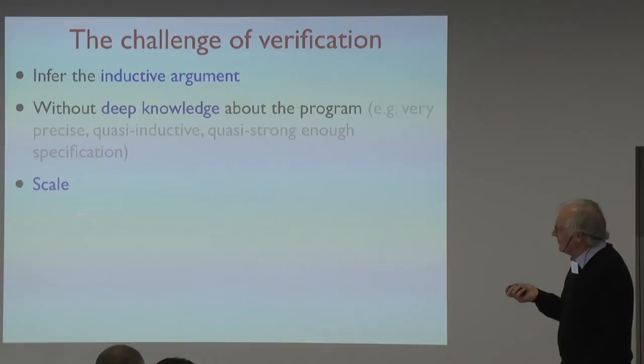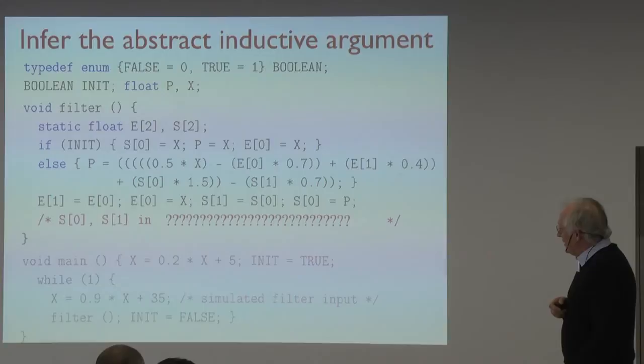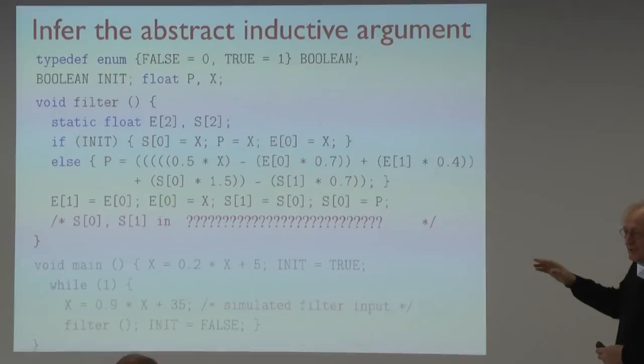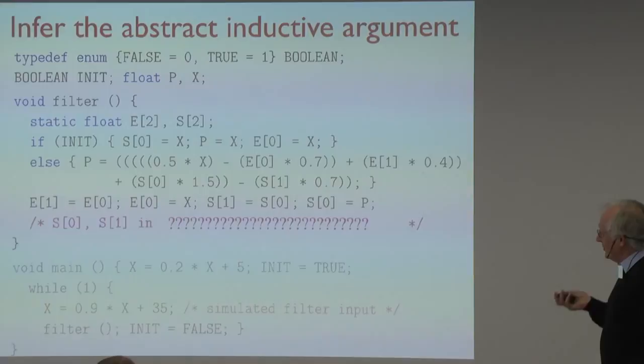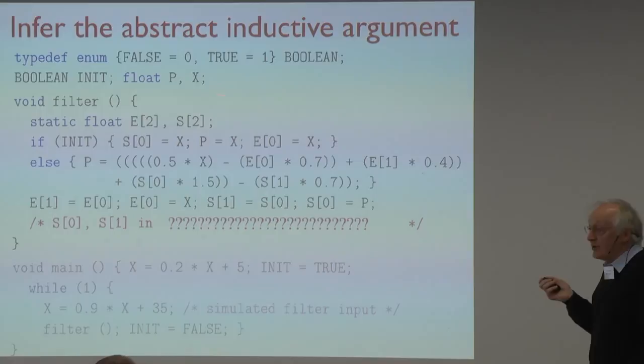And to finish, I will give you my favorite example. This is a filter. That is something that takes a signal and smooths it. This is a simulation of the input. And my specification is: what is the interval of values of S of 0 and S of 1? If I ask the user, they don't know, because they are engineers, they have made the proof in the reals, and they know it in the reals, and this is float computation, and they don't know.